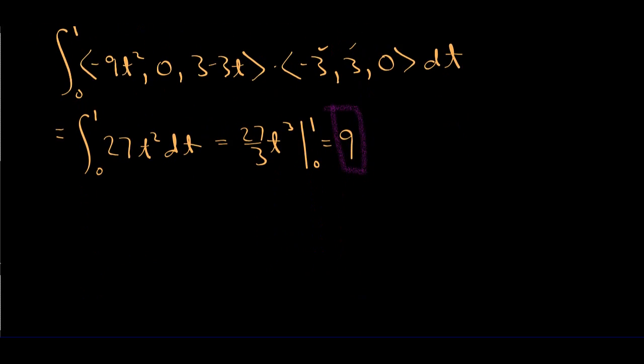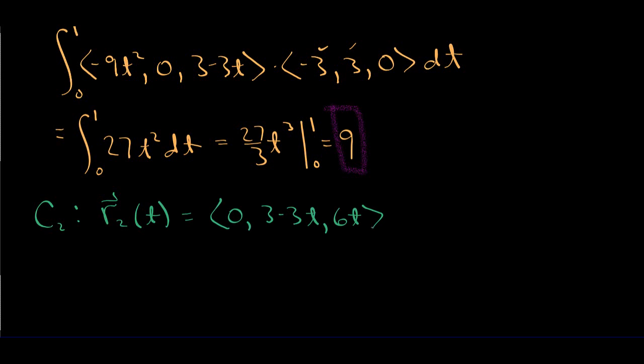Okay, so here's C2. Now for C2, recall we had this one. We had r of t is equal to, now there's no x, but the y was 3 minus 3t, and then we had 6t. So that's what we had: 0, 3 minus 3t, and 6t.